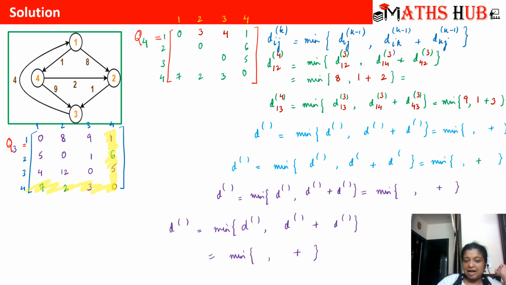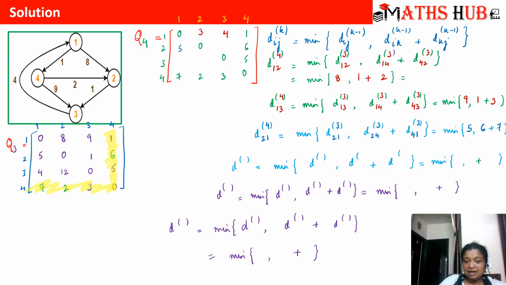Now let us calculate D21 in the new weighted cell 4. So it is D21 in the previous cell 3, comma, D24 in the previous cell 3, D41 in the previous cell 3. So what is D21? D21 is 5. And what is D24? It is 6. What is D41? It is 7. So the minimum of this will become 5 now, right?